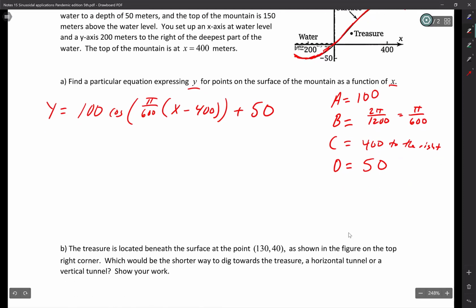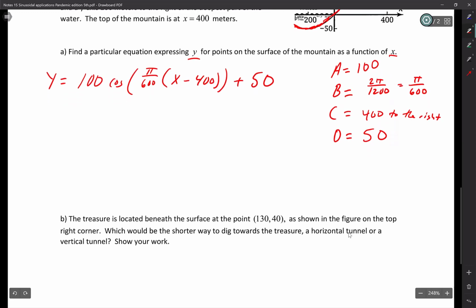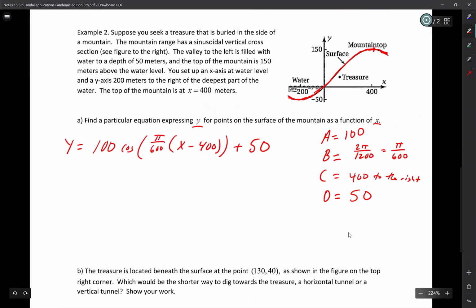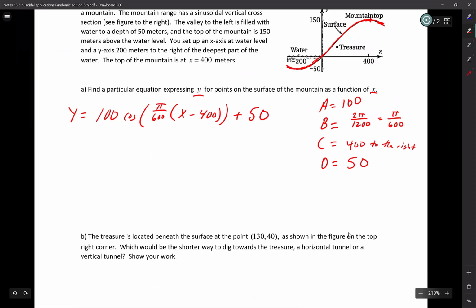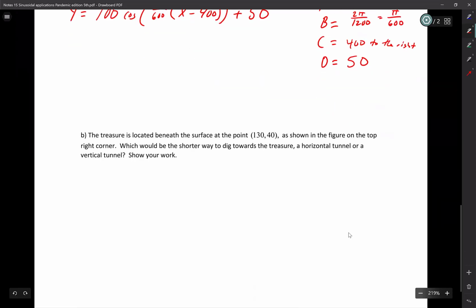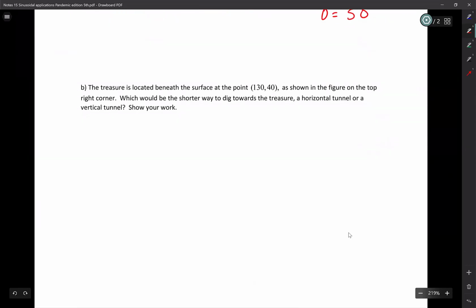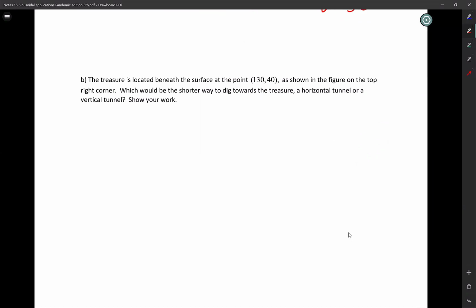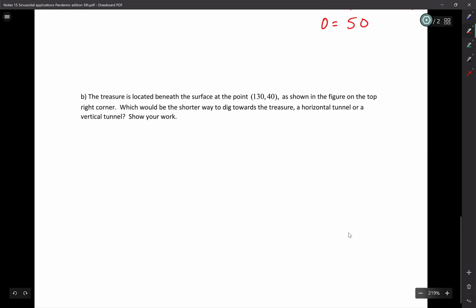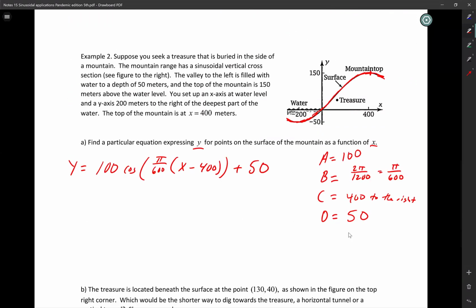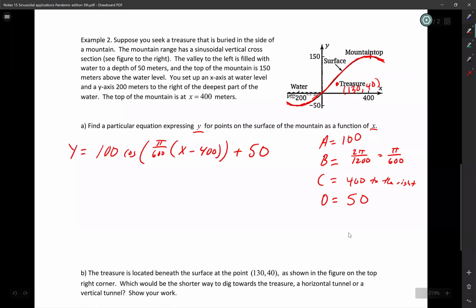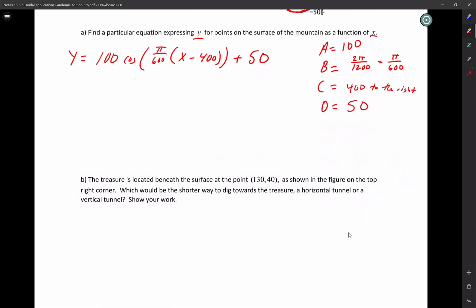But yeah, so there it is. And yeah, guys, I think we're good. I don't think they're asking for anything else. So you're probably wondering, man, Chavez, you said this is gonna be hard, but this is all easy. All right, you're right. Letter B. The treasure is located beneath the surface at the point 130, 40. Okay, let's put that point in here. Where it says treasure, put that dot in there and put 130, 40 somewhere. That's where the treasure's at. That's shown in the figure to the top right corner.